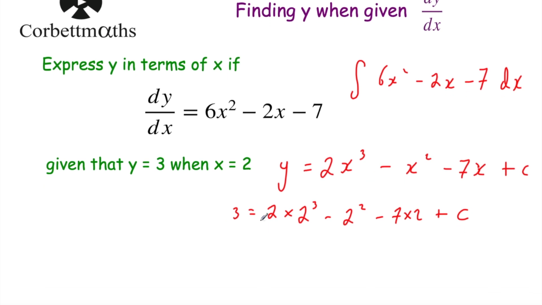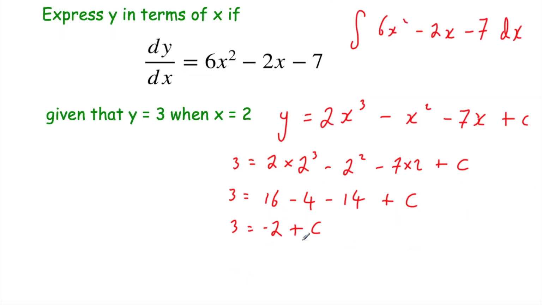And then let's work this out. So we've got 3 is equal to 2 times 2 cubed. Well, 2 cubed is 8, times 2 is 16, minus 4, and then minus 14, and then we've got our plus c. If we simplify this, 16 take away 4 is 12, take away 14 will be minus 2. So we've got 3 is equal to minus 2 plus c. To work out c, we just add 2 to both sides, and we get c is equal to 5.